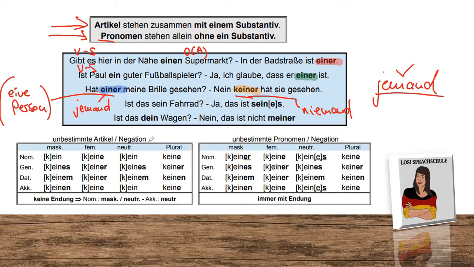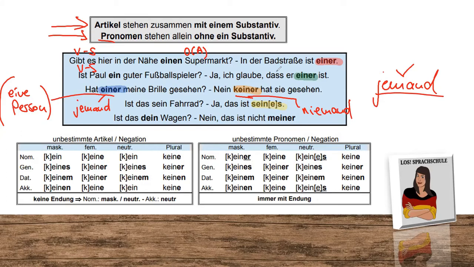Next one. Ist das sein Fahrrad? Ja, das ist seins. Is that his bike? Yes, it is his. Seins. We could also say, ja, das ist sein Fahrrad. But we don't want to. We want to say, ja, das ist seins. Many learners make, of course, the mistake, which is totally fine. And they say, for example, ja, das ist sein. This is not complete. They think it's correct, but it's not.